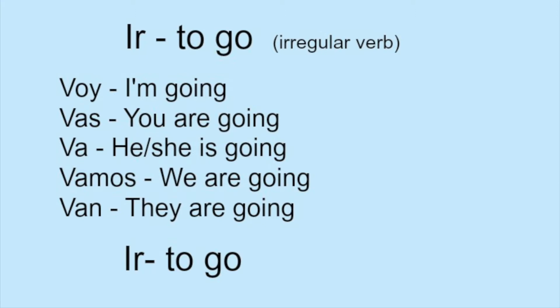So here is the breakdown of the verb ir. The conjugation is going to be I'm going is going to be voy. You're going is going to be vas. He or she is going, va. We're going, vamos. They're going, van.